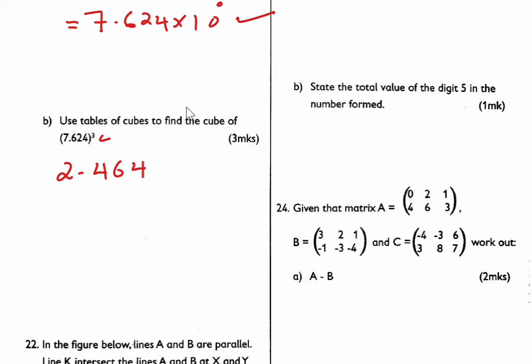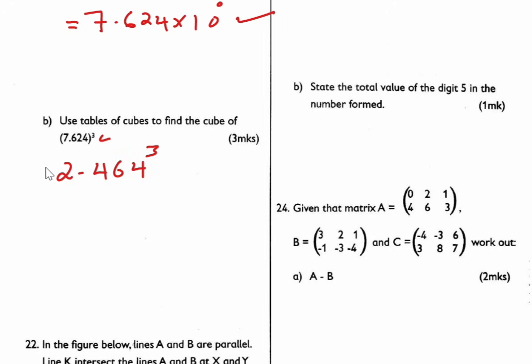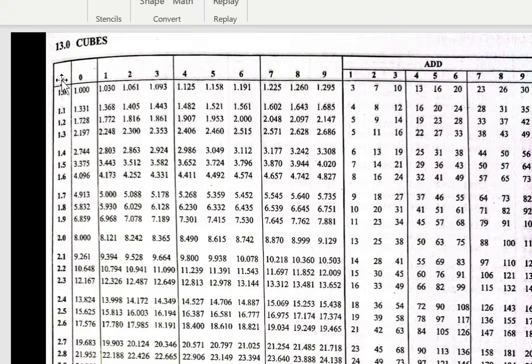2.464. So find the cube of 2.464. You need to use the mathematical table. Here we have our mathematical table. So 2.464, we start by reading. We go to the column of x. We read 2.4. This is the column of x. So you look for 2.4. You can see my 2.4 is here.